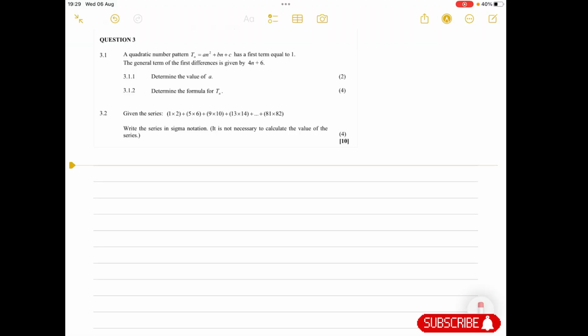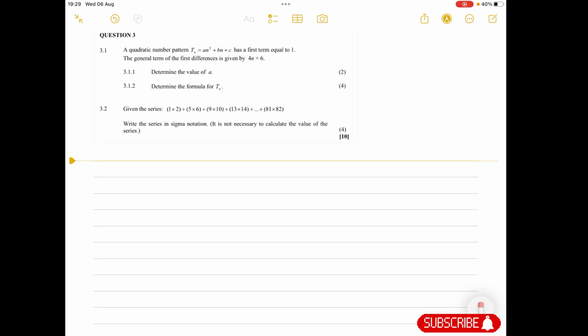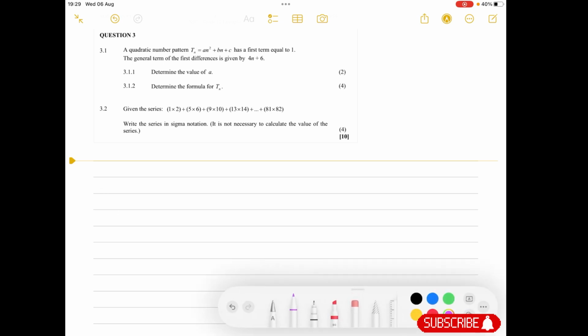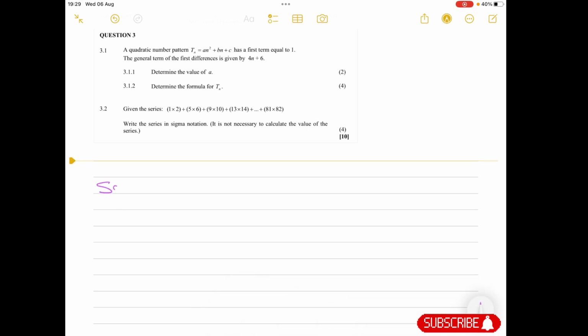Okay, now we are working with question 3, and we are told that you are working with a quadratic number pattern that has this form. Then we are told that the first term is equal to 1, and the general term of the first difference is given to be 4n plus 6. So how do you tackle such a problem? Let me guide you on how you can solve this one. So let us go for a solution.